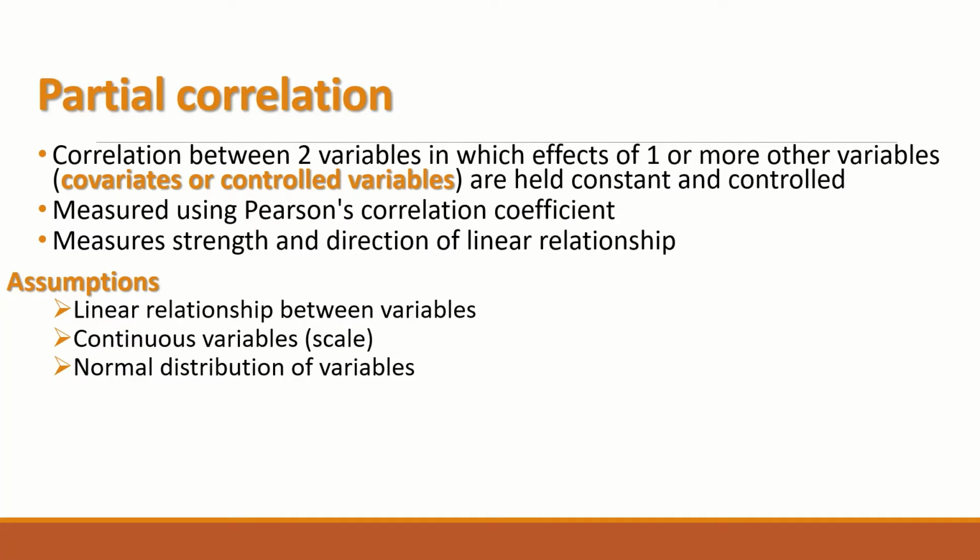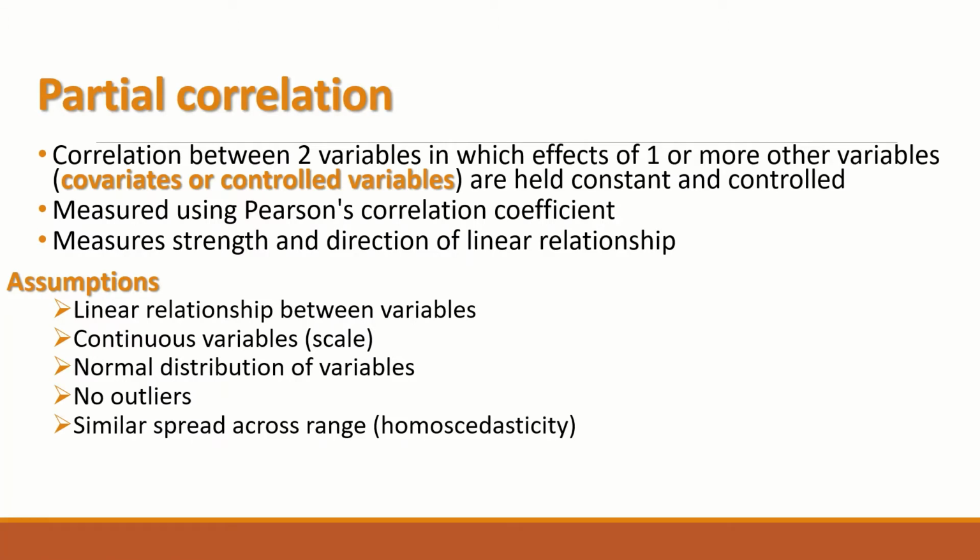Normally distributed data: those two variables should be normally distributed, which has to be checked in advance before doing the partial correlation test. There should be no outliers in the data. There should be a similar spread across range, and the covariate should be continuous scale. Fulfilling all these assumptions will permit doing the partial correlation test.